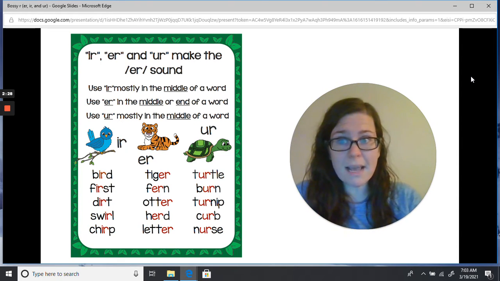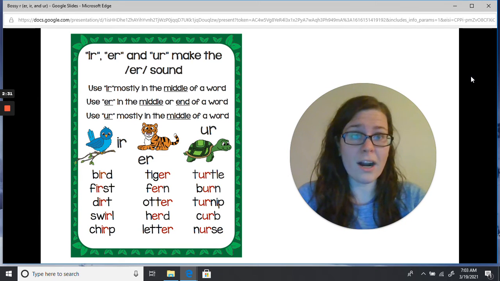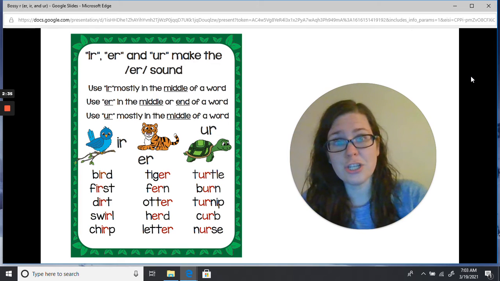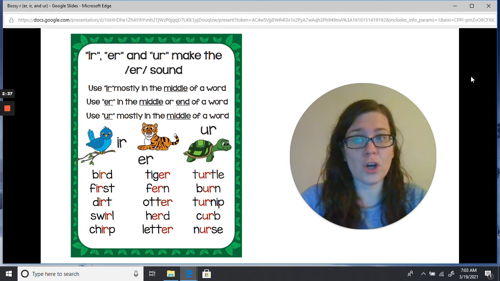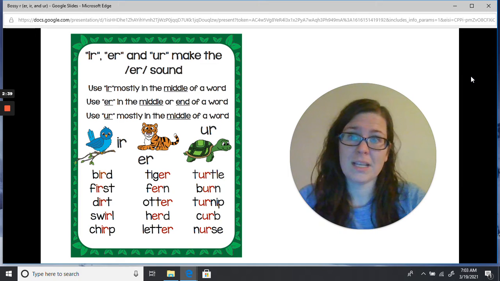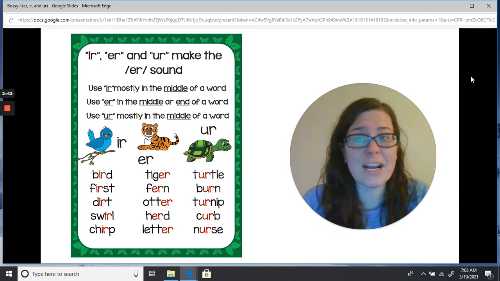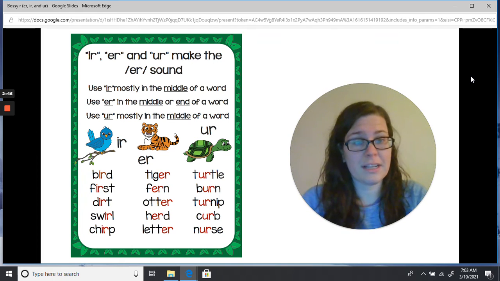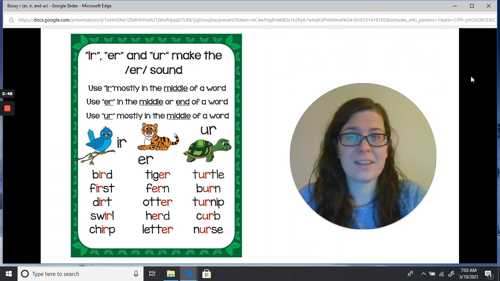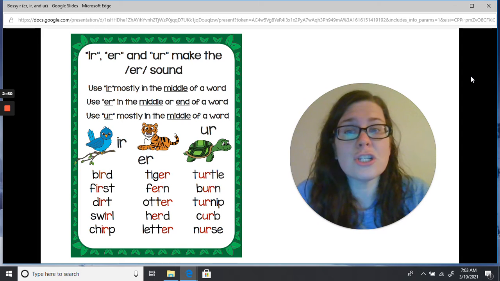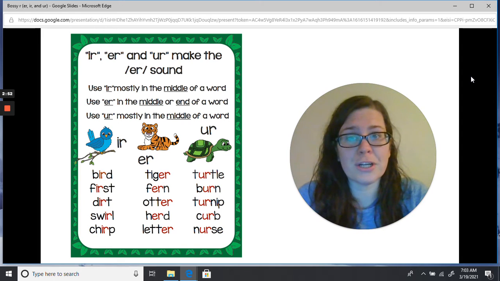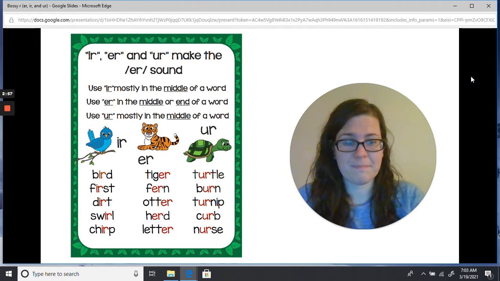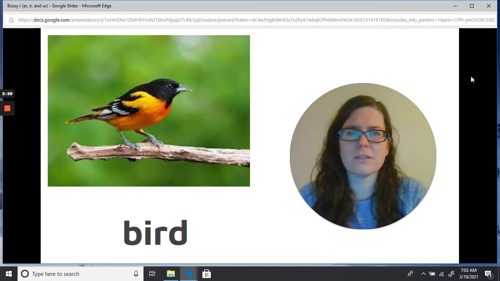So here are some examples. Like for IR, you have words like bird, first, dirt, swirl, and chirp. For ER, you have words like tiger, fern, otter, herd, and letter. And for UR, there's words like turtle, burn, turnip, curb, and nurse. So let's look at some of these words individually.